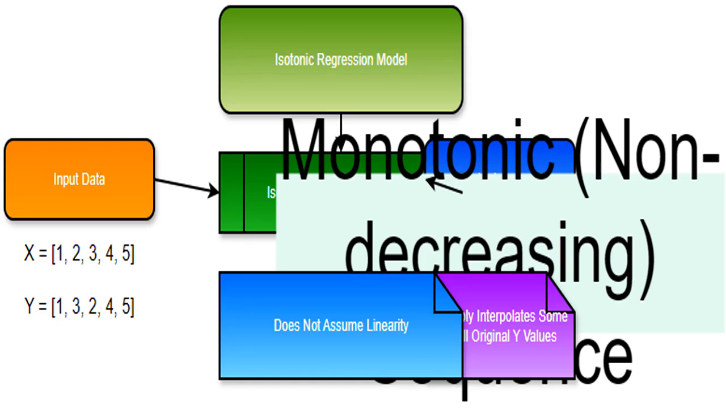This describes the nature of the output, y_pred. It will be a sequence of numbers that either stay the same or increase at each step. It can't decrease. It's a key feature of the isotonic regression model.